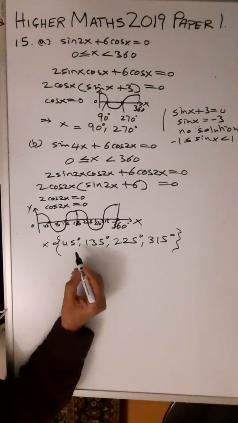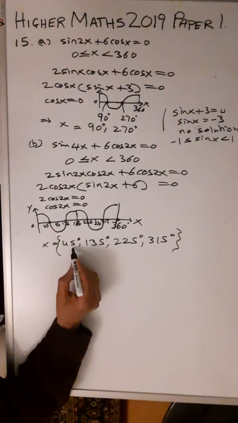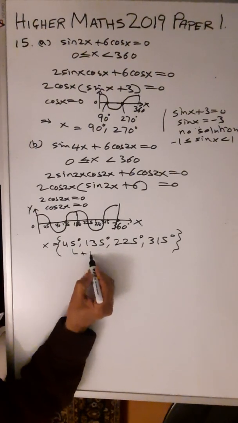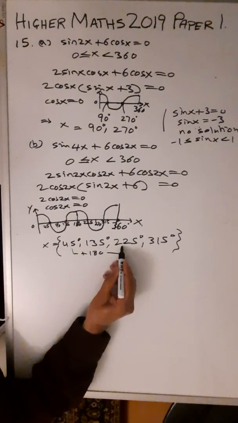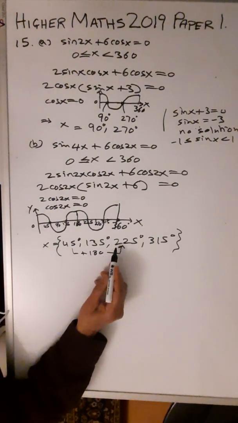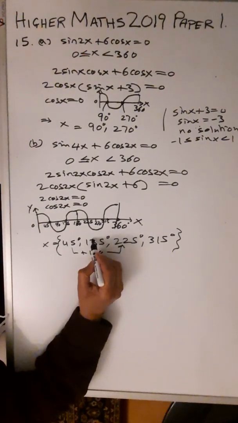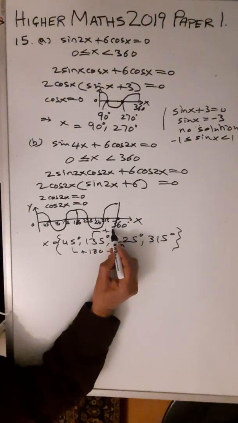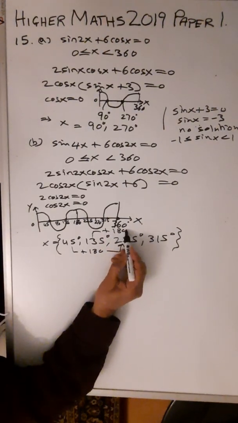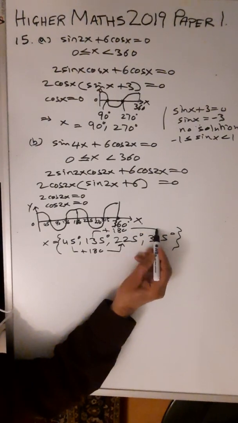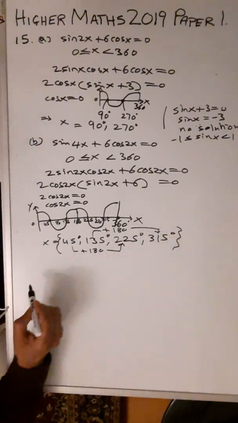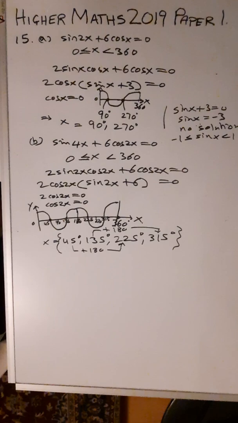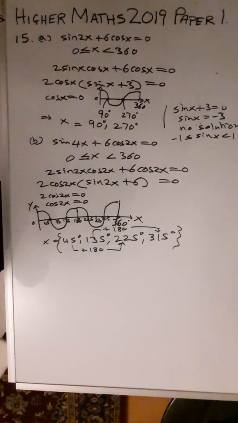The other way you can look at it is you've got these two, so if you add 180 to the 45, that would give you the second solution there. If you add 180 to the 135, that would give you the fourth solution. So you could do it that way, or you can look at the curve. The curve makes it a bit more obvious, and that's the solution to part B.